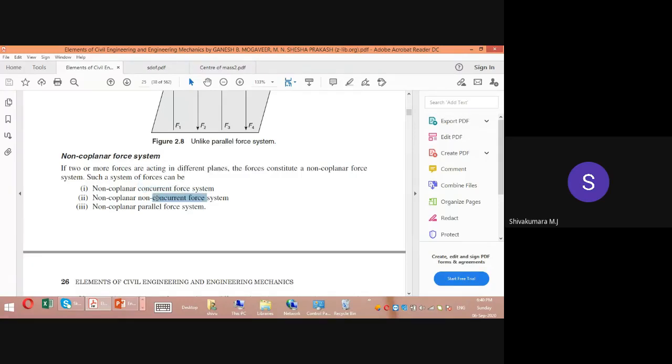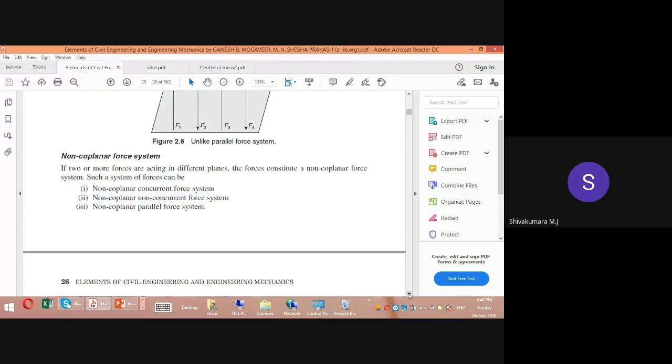And then another system, it is non-coplanar, non-concurrent. Nisarga? Yes, sir. The forces are acting in more than one plane, and the lines of action of the forces do not meet at one single point. Okay, sir. Okay, fine, good.